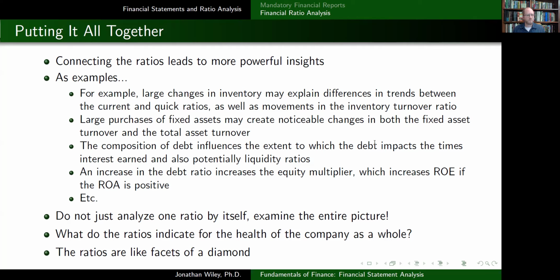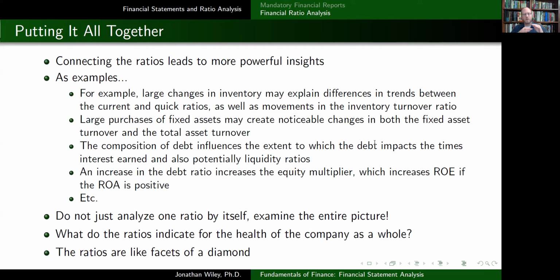So, for example, large changes in inventory. If there are large changes in inventory, that can explain differences in trends between the current ratio and the quick ratio. The quick ratio is not affected by inventory, but the current ratio is. And so if I had large changes in inventory, that could cause a divergence in the trends for the current ratio and the quick ratio. But that divergence would also probably occur with movements in the inventory turnover ratio because we built up a bunch of inventory.